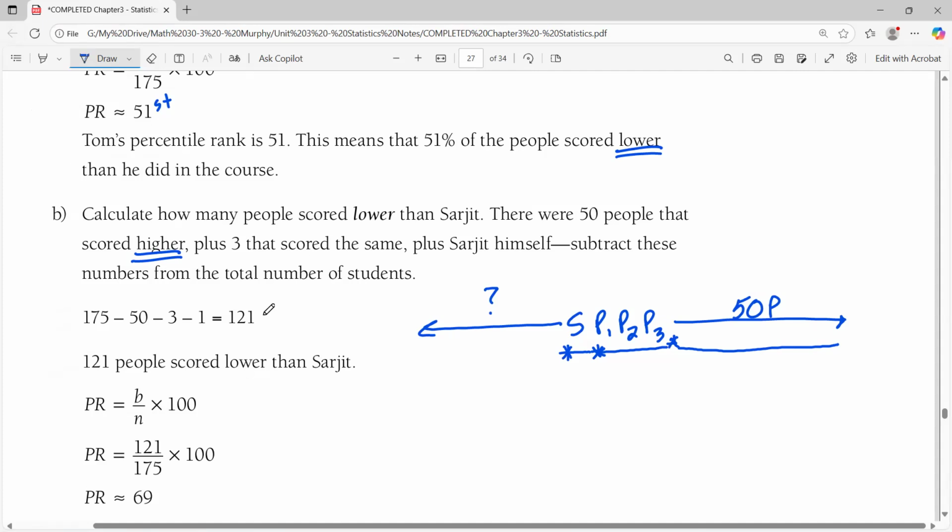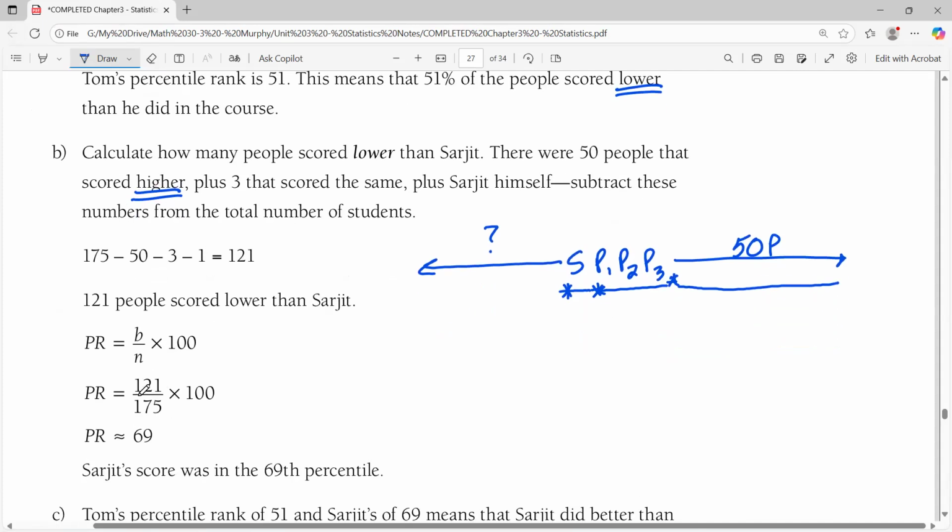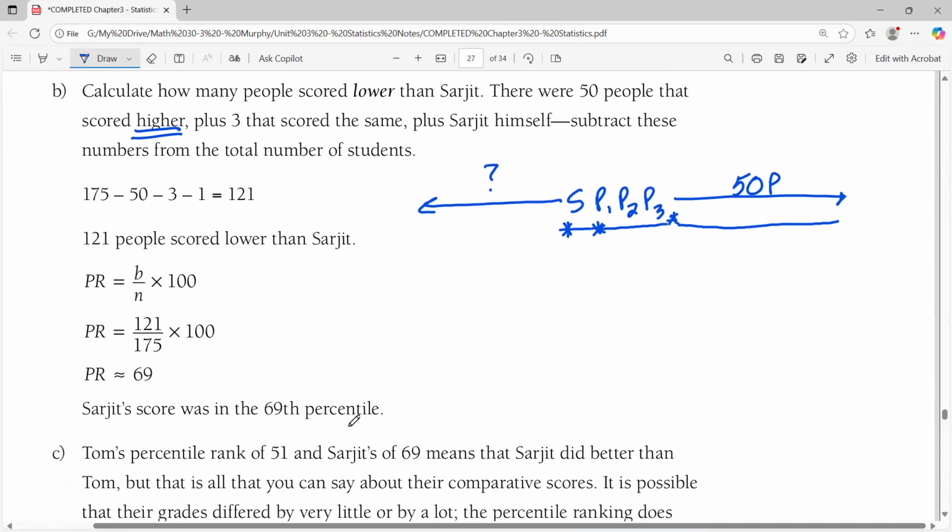So there are 121 people below. So 121 over 175 total times 100 is the 69th percentile. If you need to do this in steps, for example, take away 50 and you're at 125. Now you're here. Then take away 1, 2, 3, 3 more, you're at 122. And then take away that last person, which is usually you or the person they're asking about, which comes out to 121.